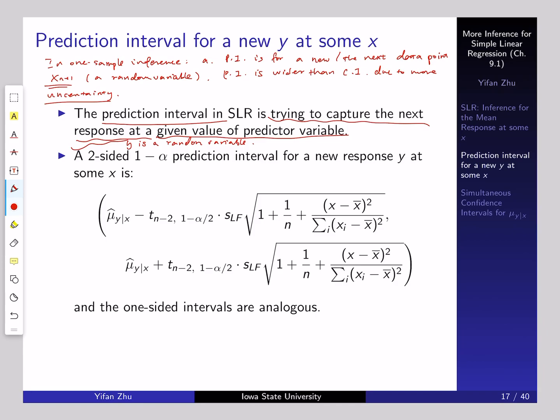And a two-sided prediction interval for a new response y at some x is this. So everything is the same as the confidence interval. The only difference is that we have a 1 plus here. And then you will see that, like in the one sample inference case, the prediction interval is also wider than the CI, right? Because we have an extra 1 in the margin of error. This is also due to more uncertainty.